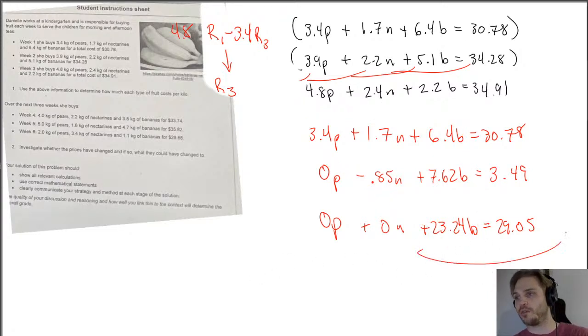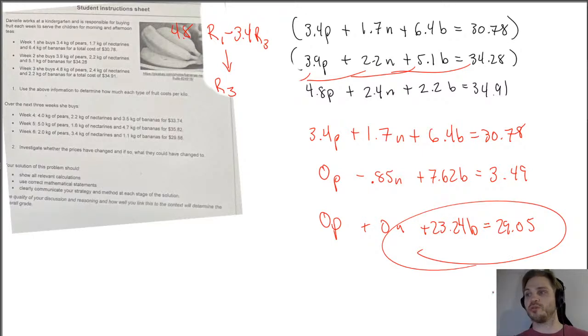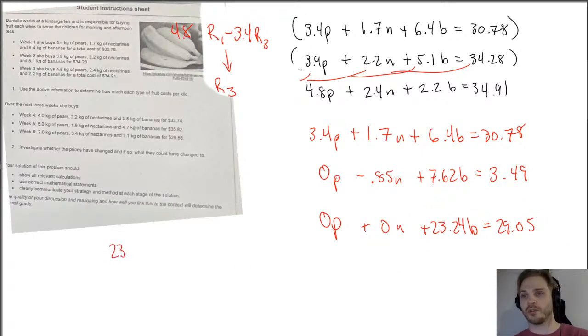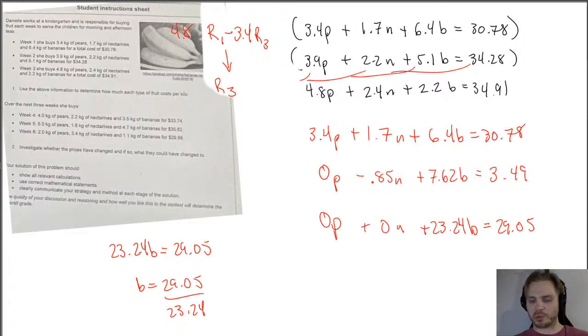So I know from the last equation that 23.24b equals that. So 23.24b equals 29.05. So I divide both sides by that, 29.05 over 23.24, which tells us the price of bananas. So 29.05 divided by 23.24, so $1.25. All right, so we got $1.25 for bananas. Now we can take that number and we can substitute it in here to solve the next equation.